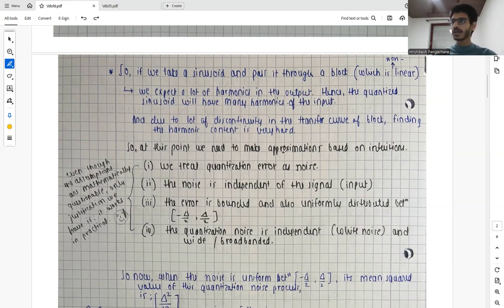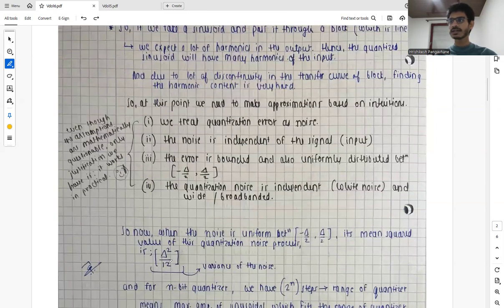Now when we have done all these approximations, when the noise is uniform between minus delta by 2 to delta by 2, this means that the mean squared value of this quantization noise process is basically delta square by 12. So where did it come from? It's bounded, and we have considered it as white noise, so it's uniform between these two boundaries. Then the mean squared value, or basically the variance of the noise, comes out to be delta square by 12.